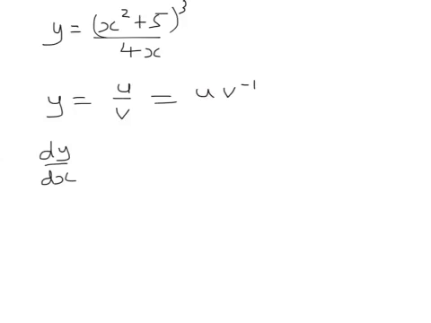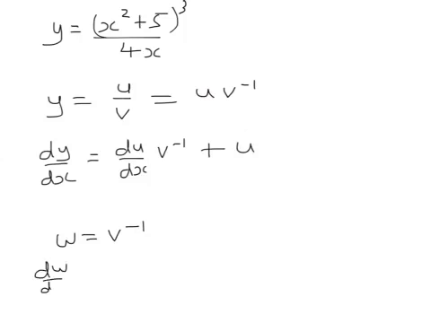So let's differentiate u and leave v to the minus 1 alone. And then let's leave u alone and now I need to differentiate v to the minus 1. So I need to use the chain rule for that. Normally I'd write u equal to something, but I've used u already. So let's have w equal to v to the minus 1. And we want to work out what dw by dx is.